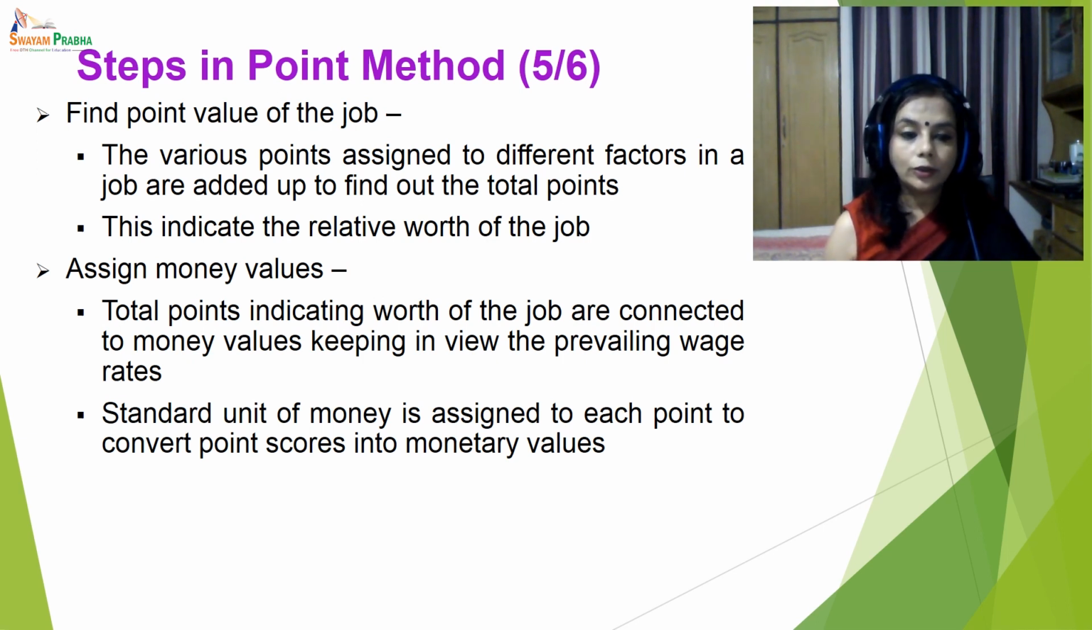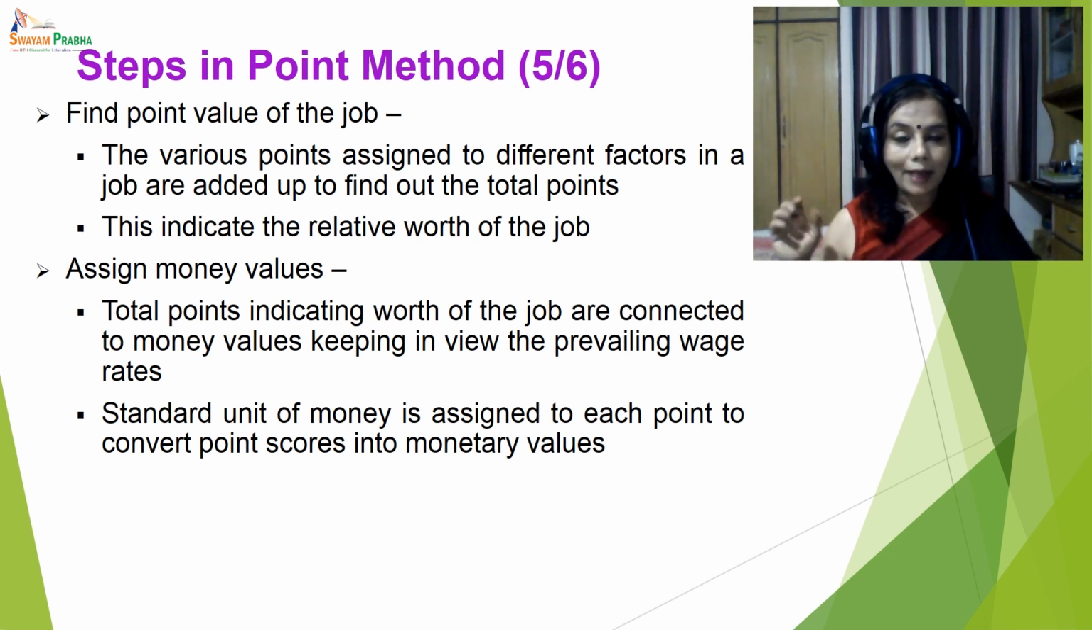This indicates the relative worth of the job. So you will pick up each of the representative jobs, find out its value in the whole of the progression table for each of the sub factors, and total it up. You will get the total points. Now, the maximum total point, how much can you get? That is 1000.